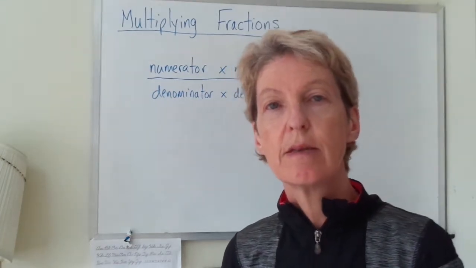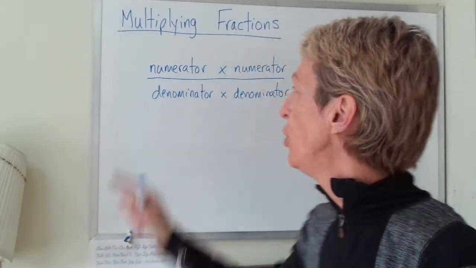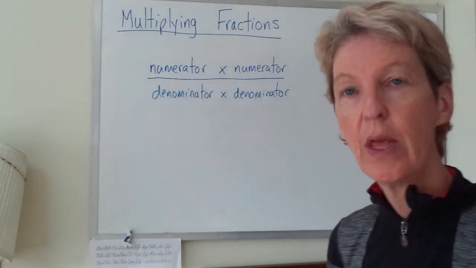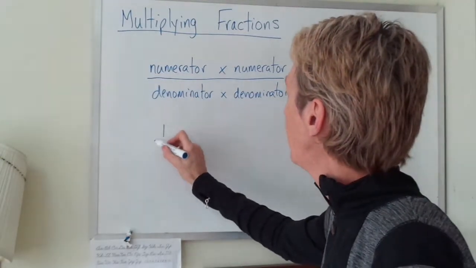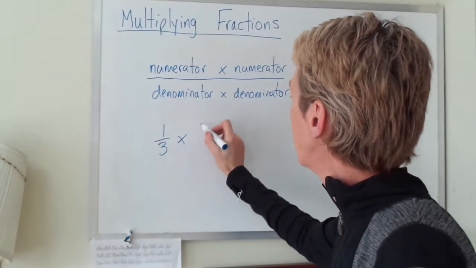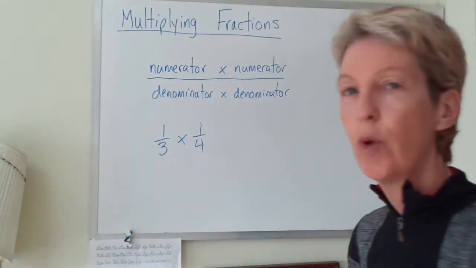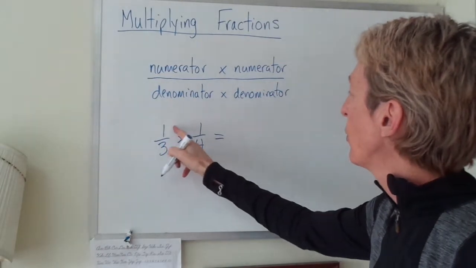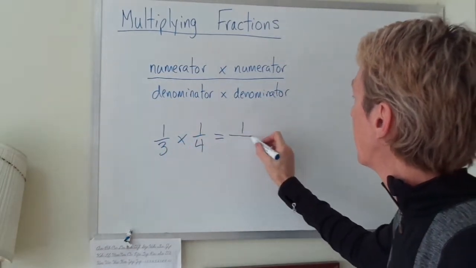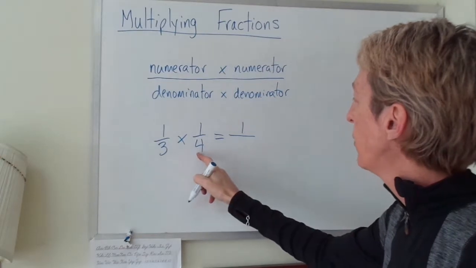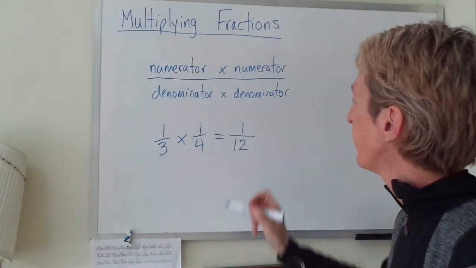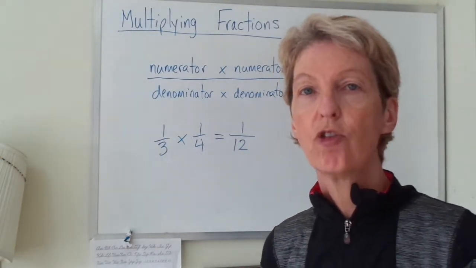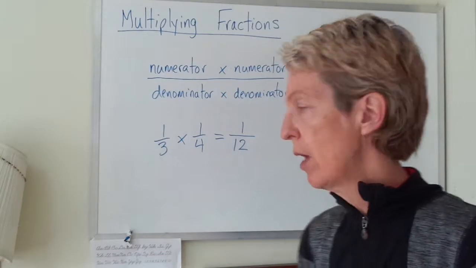Multiplying fractions is a simple matter of multiplying numerator times numerator and denominator times denominator. So for example, if we have 1/3 times 1/4, our answer would be numerator times numerator divided by denominator times denominator. This rule holds true no matter how many fractions you're multiplying together at one time.